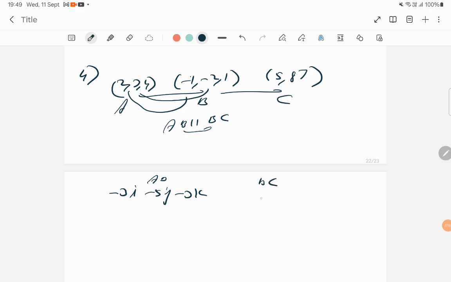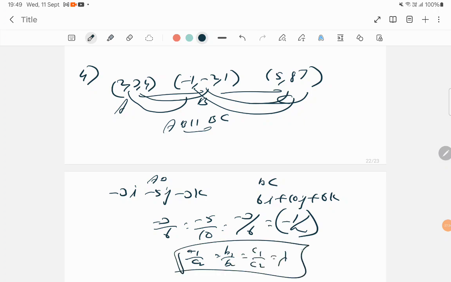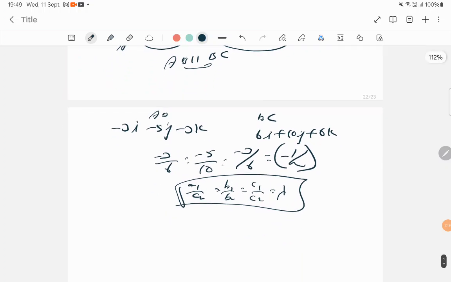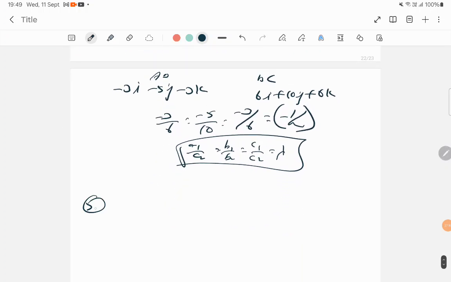What is the BC vector? 6i plus 10j plus 6k. x2 minus x1, y2 minus y1. Yeah? So then if they are parallel, just check. Minus 3 by 6 is equal to minus 5 by 10 is equal to minus 3 by 6. It is always minus 1 by 2. Therefore, a1 by a2 is equal to b1 by b2 is equal to c1 by c2 is equal to lambda. So therefore, they are parallel. And B is a common point, which shows that two parallel lines with a common point become collinear. Therefore, they are collinear. So, fifth question.